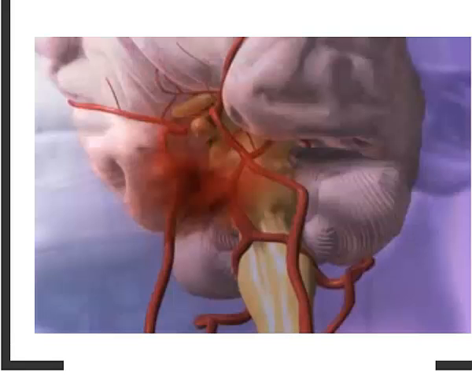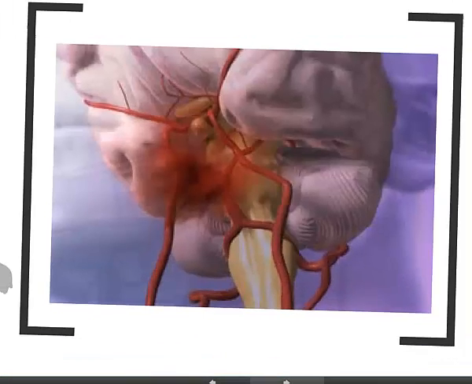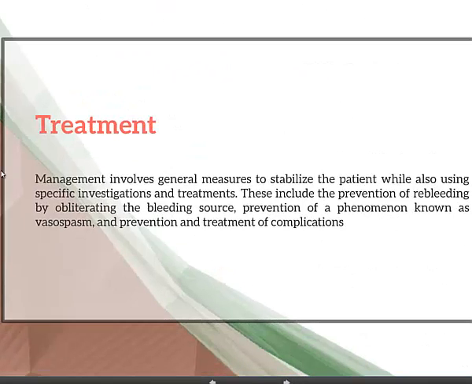Treatment. Management involves general measures to stabilize the patient while also using specific investigations and treatments. These include the prevention of rebleeding by obliterating the bleeding source, prevention of a phenomenon known as vasospasm, and prevention and treatment of complications.